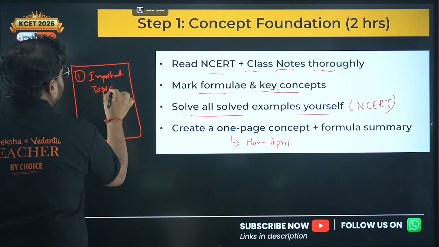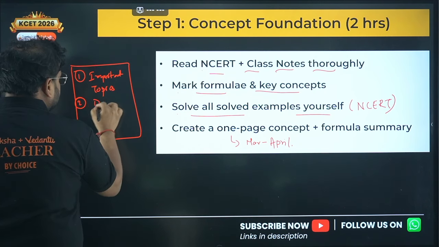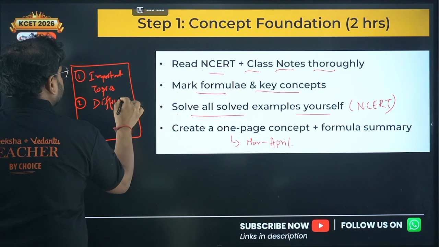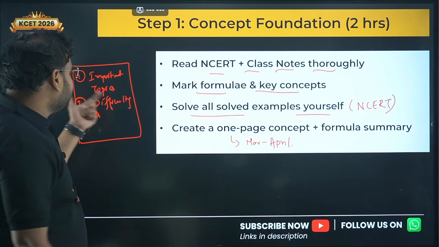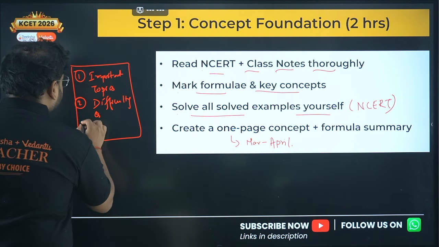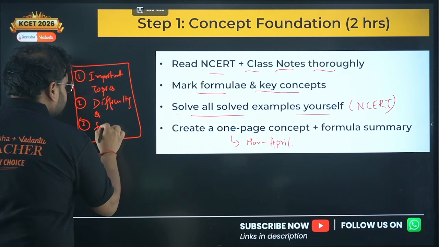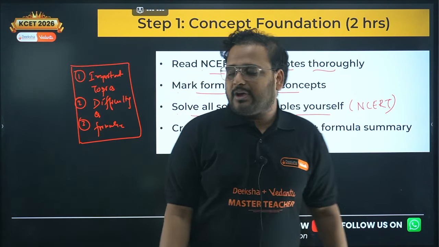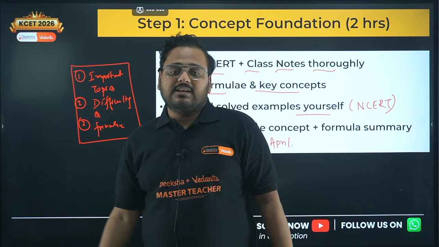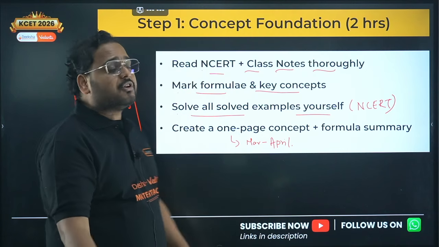Then you can have some difficult questions without answers. You should not have any answer in it, only the difficult question list. Then you can have some formulas, those kinds of things. Make a 1-page summary, okay? All formulas, important topics, the difficulty level, and if there's some derivation, write the derivation as well.